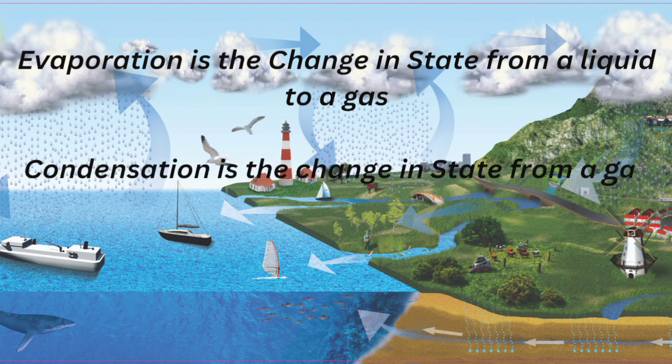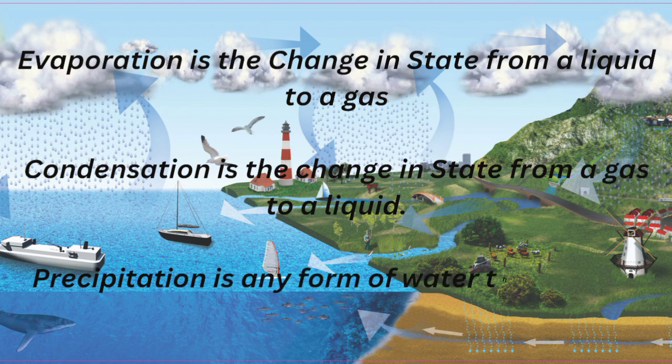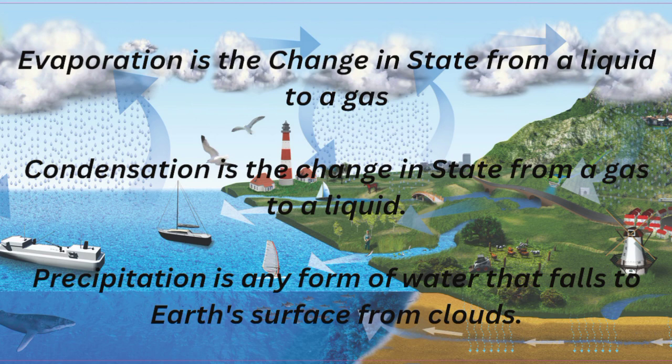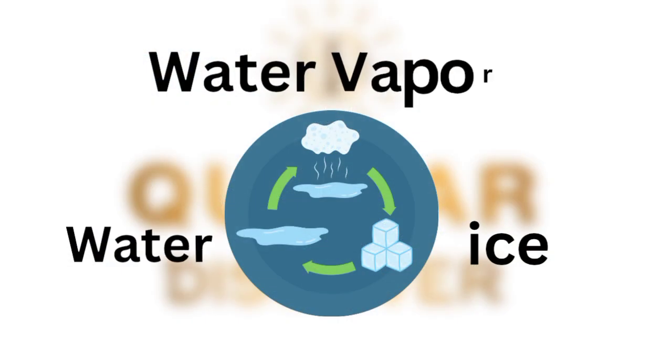Condensation. Cooled water vapor condenses. It becomes water droplets and forms clouds. Water vapor is water in the form of gas. Water can change states.